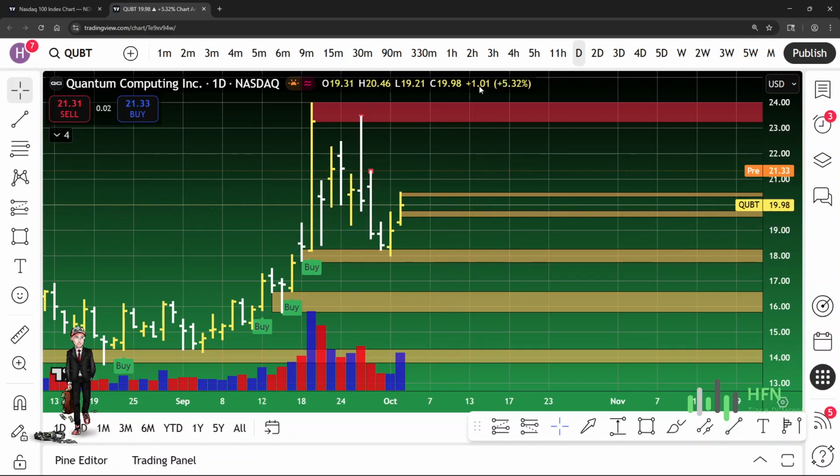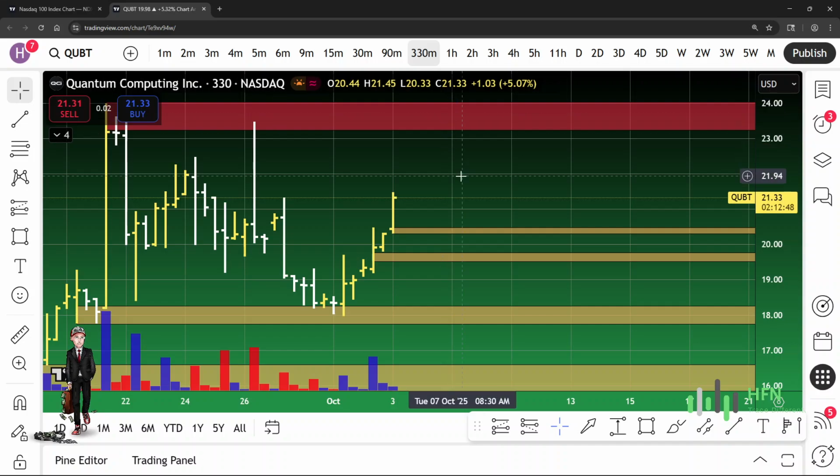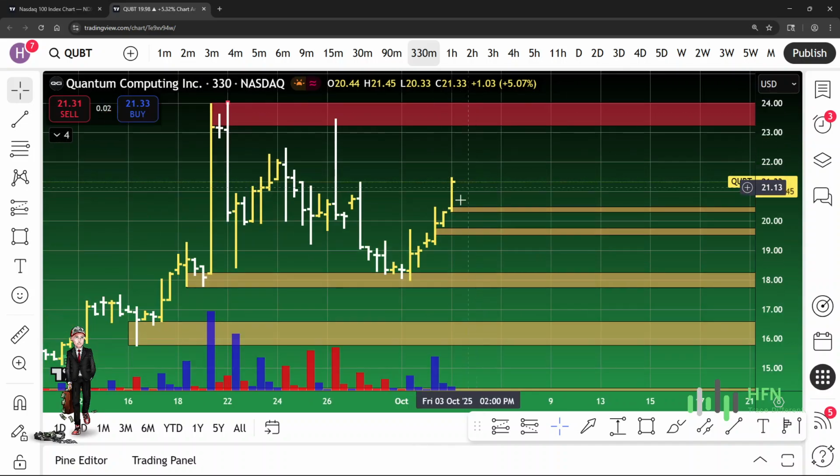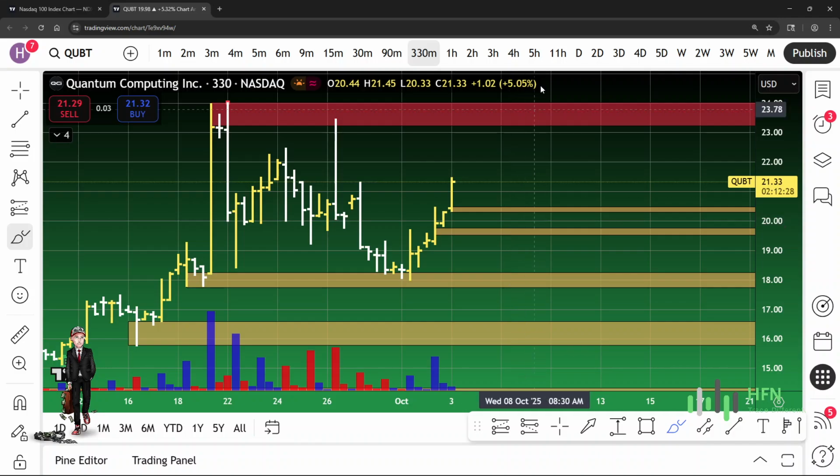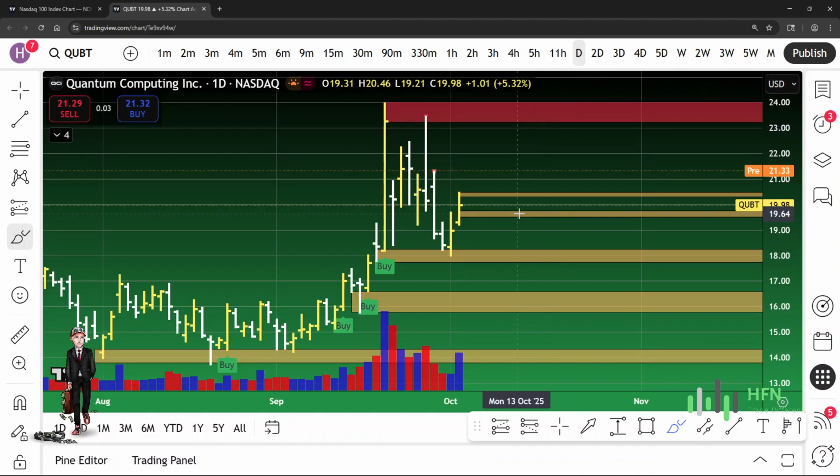Okay. Now here it is on the 330. Okay, so I really don't see anything that is in the way of the buyers at the moment that would say, hey, you might see this market react and begin to go down. I don't see it on the chart outside of this area right up here. Okay, so we're going to try to target that area in quantum computing.